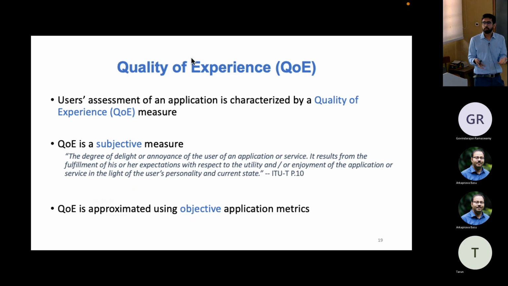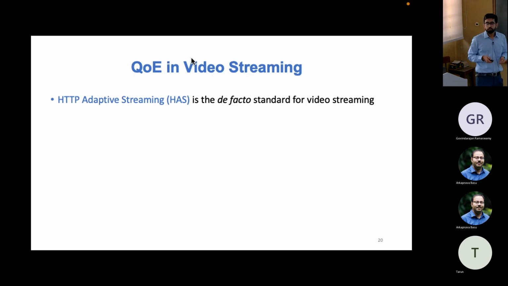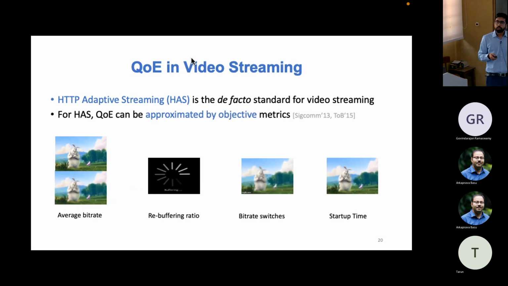So let's look at what these objective metrics are in the context of video streaming. Most video over the internet is streamed using a protocol called HTTP adaptive streaming, and I'll talk about how the protocol works a little bit later in the talk. But the idea is that the player adapts the video quality to match the network condition. This is done to ensure uninterrupted video playback. Because of this kind of streaming behavior, the quality of experience can be approximated by the following objective metrics.